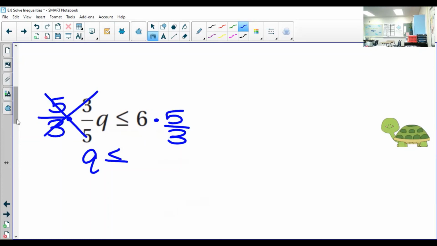Okay, how do I make 6 a fraction? Put it over 1, and then I just multiply straight across. 6 times 5 is 30. 1 times 3 is 3. Can I simplify 30 over 3? Yeah, 30 divided by 3 is 10. So q is less than or equal to 10.